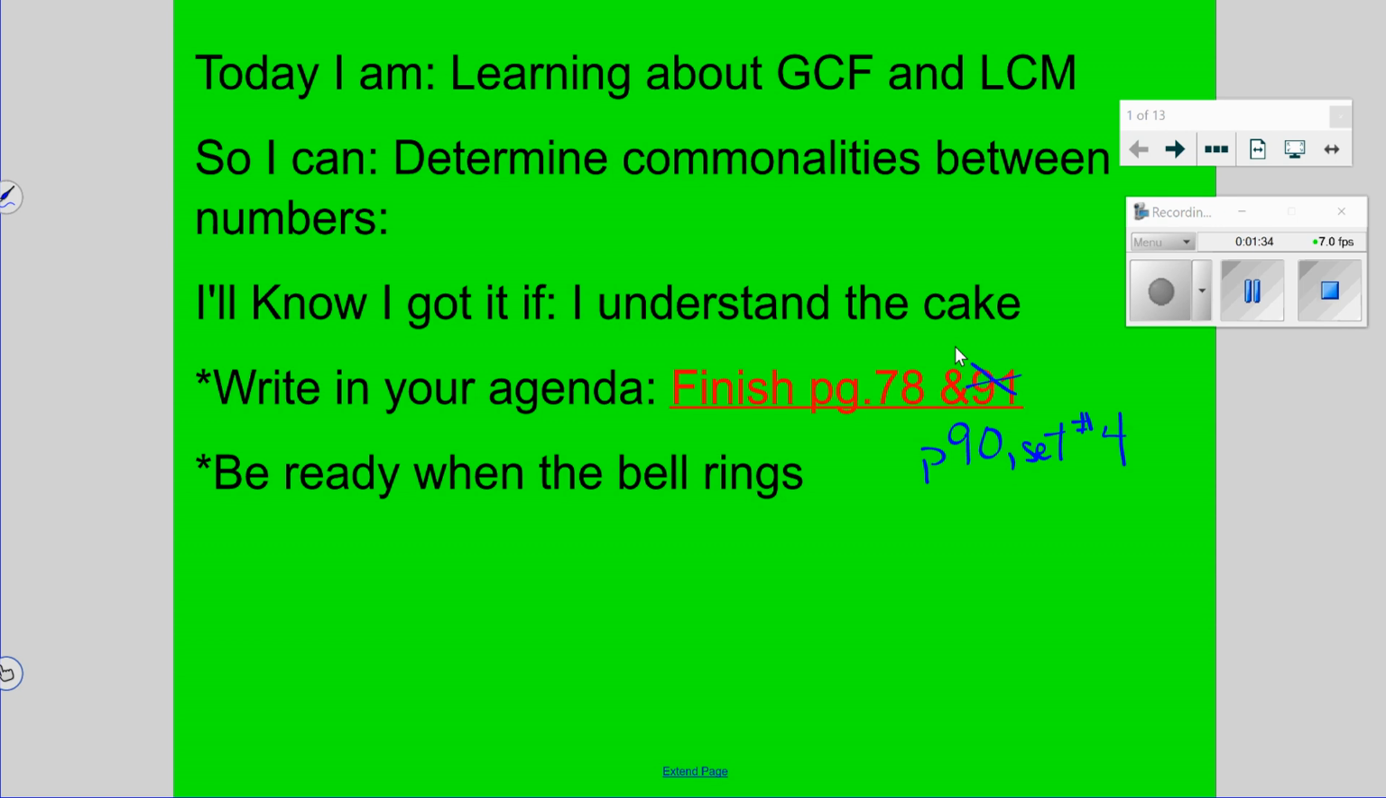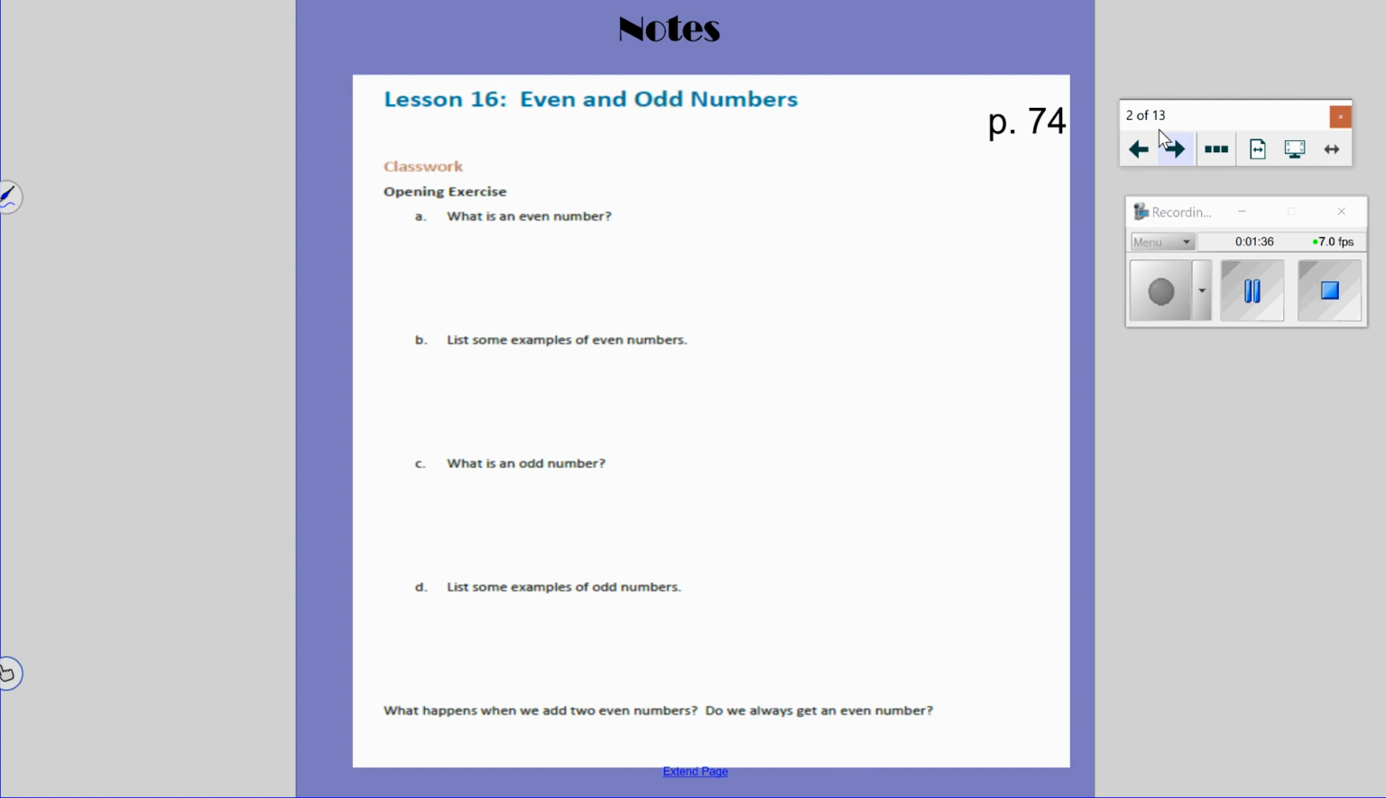Now, the first part of our lesson is actually kind of elementary. However, I find this to actually be really intriguing and interesting because it helps you understand why these things happen. So we're going to go through some real quick elementary stuff, and then we'll get into a little more depth about why these things are happening. Our first question, go ahead and open up to page 74 in Module 2. Page 74 in Module 2, it's the start of Lesson 16 on even and odd numbers.